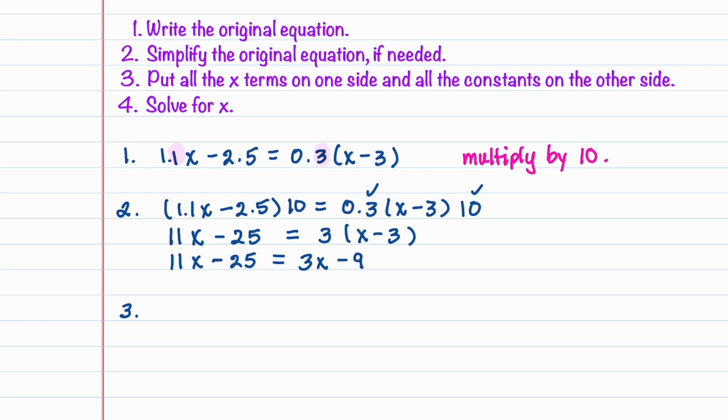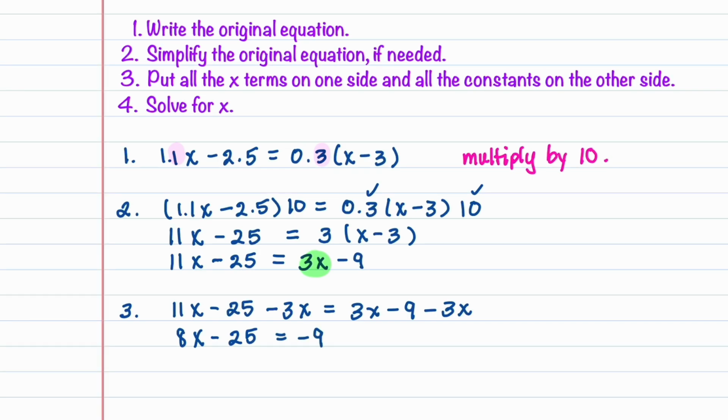Let's start by putting the x's on the left. So we're going to take our 3x and we're going to move it to the left. So we have 11x minus 25, and we're going to have to subtract 3x. And then on our right-hand side, we're also going to subtract 3x, and then the 3x will go away on the right. Let's do some simplification. 11x minus 3x is 8x minus 25. And then on the right-hand side, we have just minus 9.